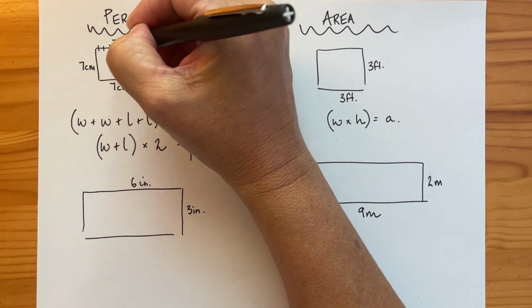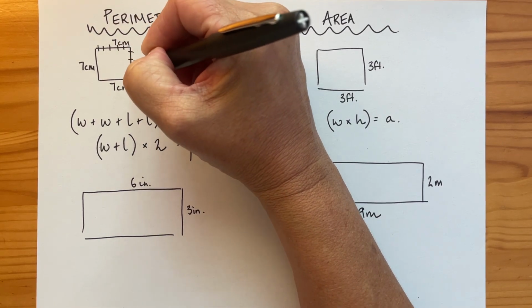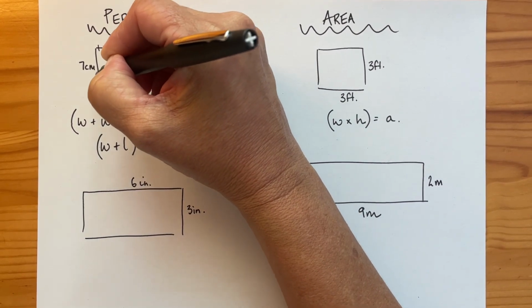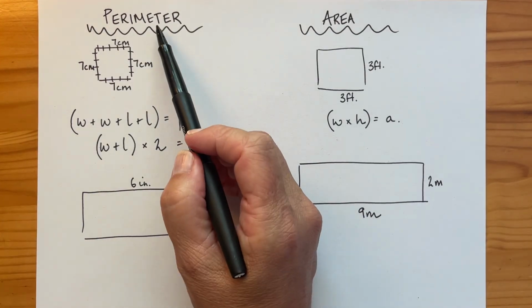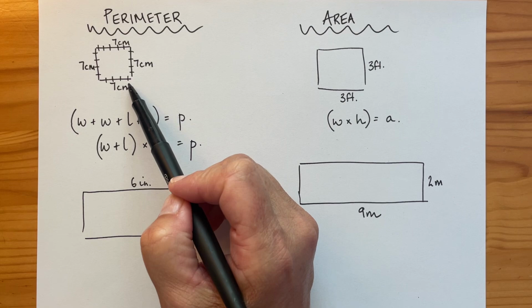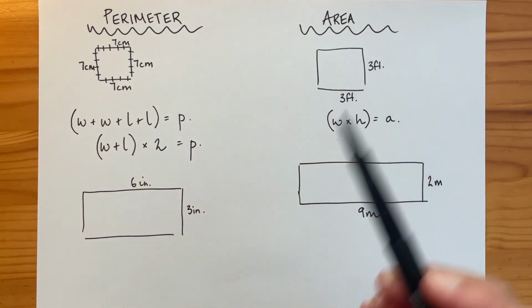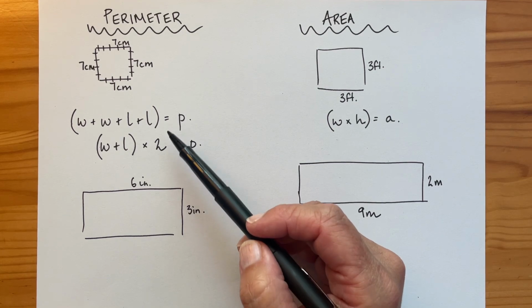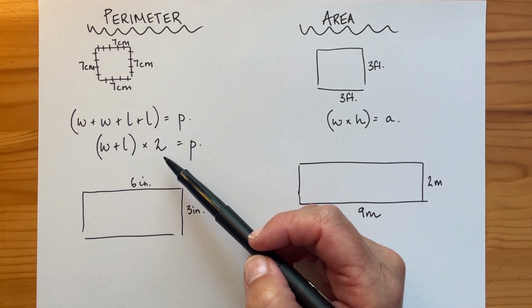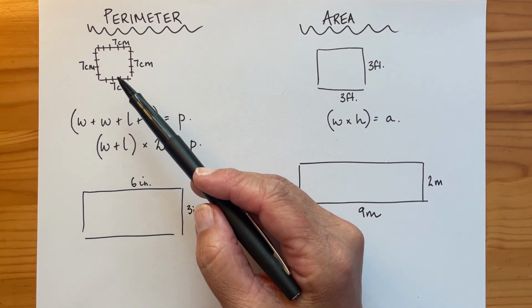You would need to know the length of all of the sides before you head off to a Home Depot or Lowe's to buy your fencing. So that's what perimeter is. It's the length of all the sides added together. And we learned two different formulas. A formula is a rule that you can use to solve all the problems to do with perimeter.